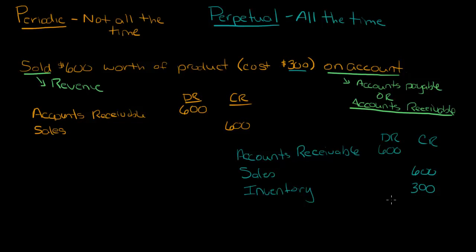Now I need a debit to offset that. I need a $300 debit to offset that. This is called cost of goods sold. A lot of times you'll hear us refer to it as COGS, cost of goods sold. So that's your entry under perpetual. Under periodic, it's very simple: we're just recording the accounts receivable and the sale. But under perpetual, we have to record the sale and the adjustment to inventory.